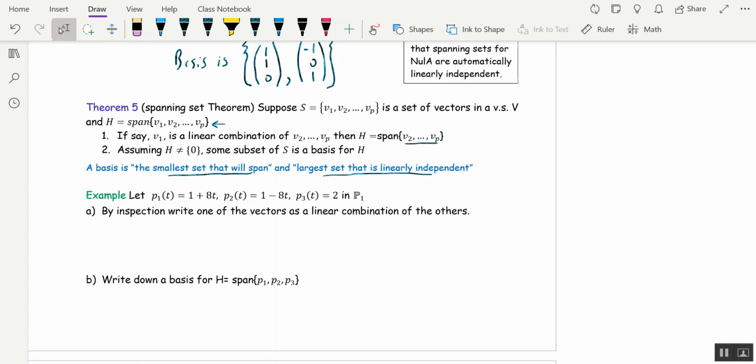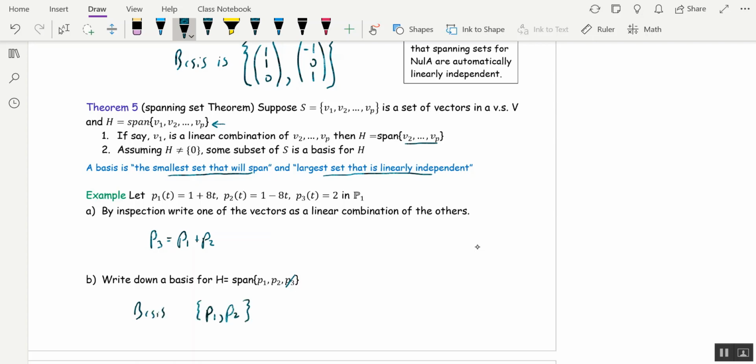Okay, so it's pretty easy here. We can just see that P3 is P1 plus P2. So P3 is actually not needed. It's a linear combination of P1 and P2. So if we want, and looking down at statement B here, if we want a basis for the span of P1, P2, P3, P3 is not needed. A basis would be P1, comma, P2.